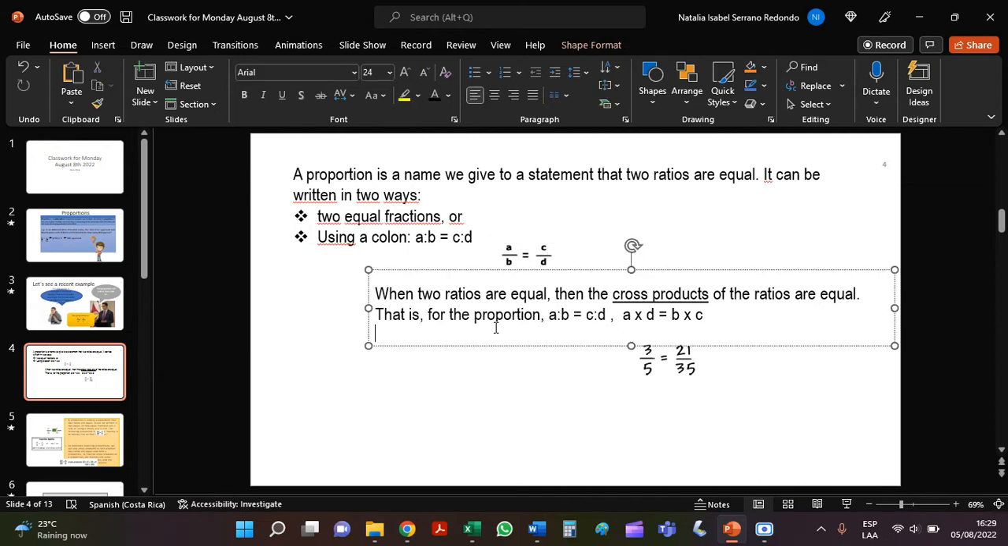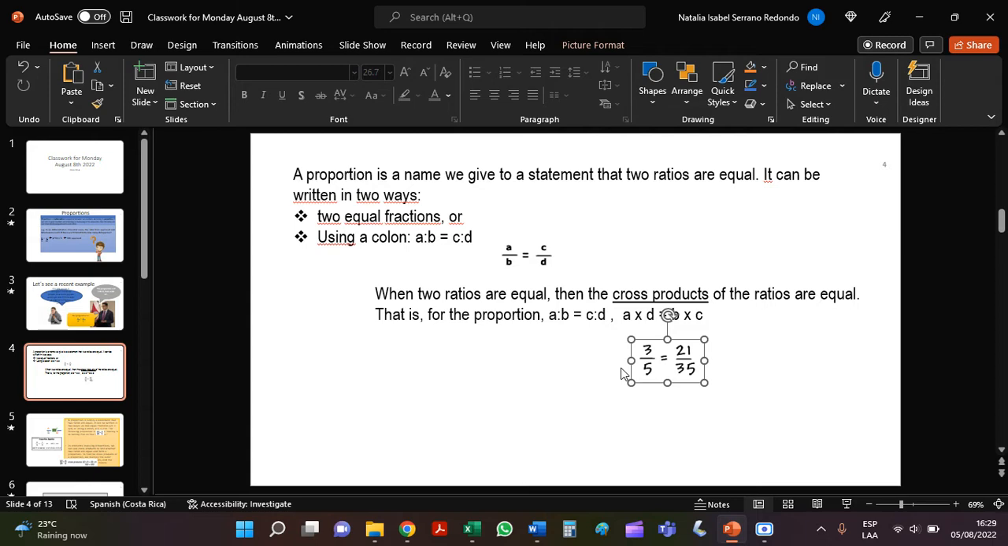When two ratios are equal, then the cross products, okay? Cross products means el resultado de la multiplicación. Then the cross products of the ratios are equal. That is, for the proportion A is to B equals C is to D, therefore A times D equals B times C. This is the same thing we started seeing in class, so you can either arrange it in a linear way, or you can organize it in the form of a fraction, okay?